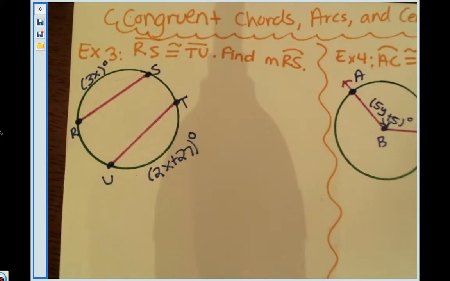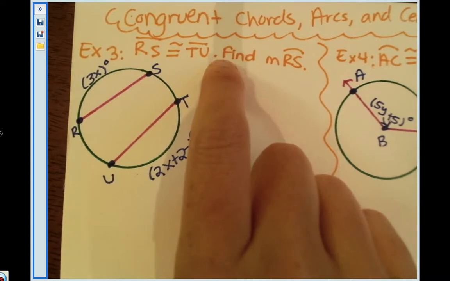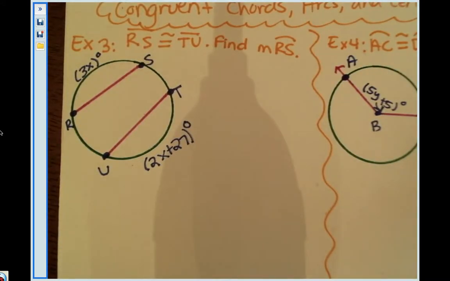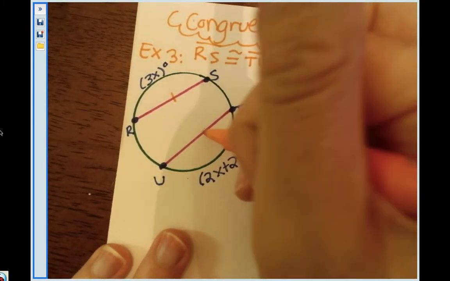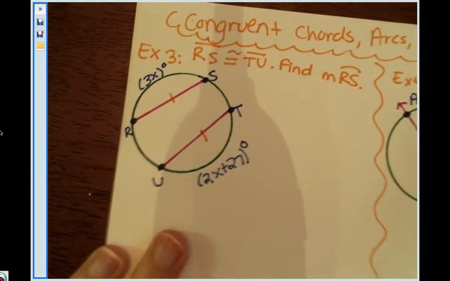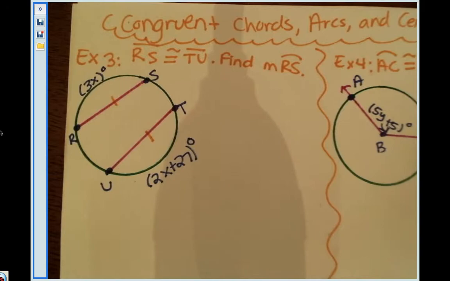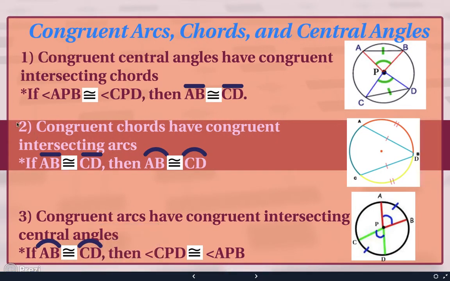Alright, so in this picture, we know that segment RS is congruent to segment TU. So guess what? I'm going to label my picture. Okay, so segment RS is congruent to segment TU, so this one. Okay, and I want to find the measure of arc RS. Now, if we think back to the Prezi, this is going to go along with the second one we talked about on this slide.